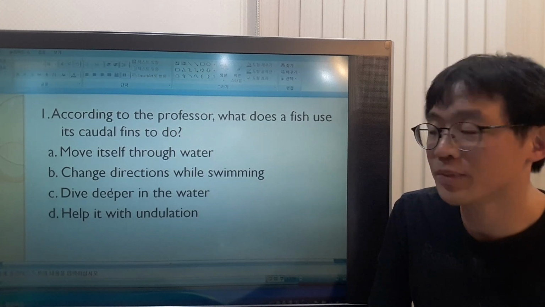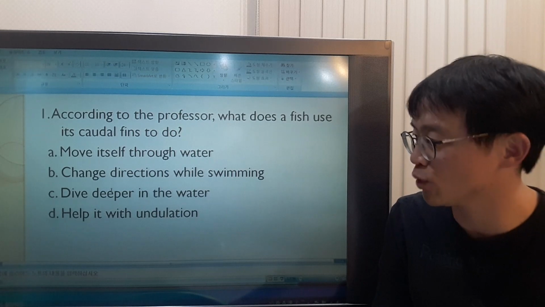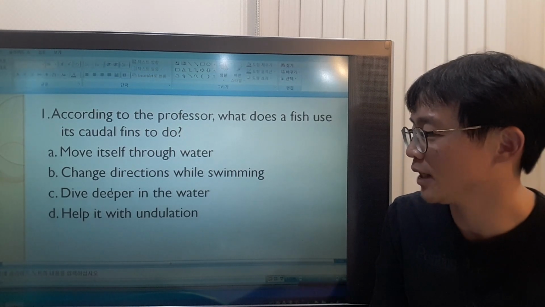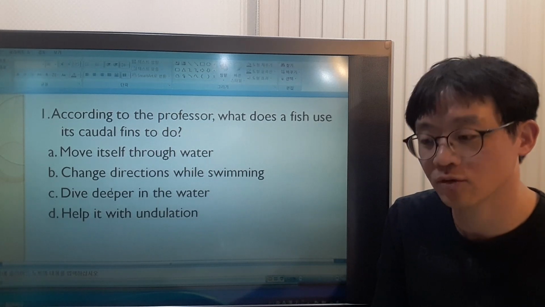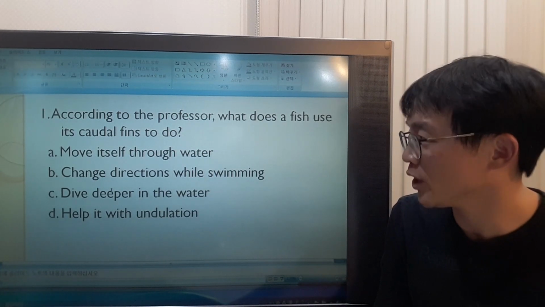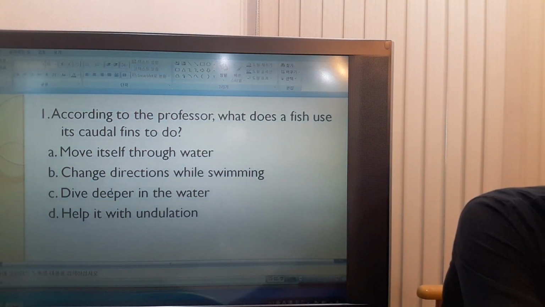So C is not the, B is not the answer. C, dive deeper in the water. It has nothing to do with diving, so it's not the answer. Help it with undulation. Help it with what? Waving, right? But they don't do the waving movement with the caudal fin, so D is not the answer.